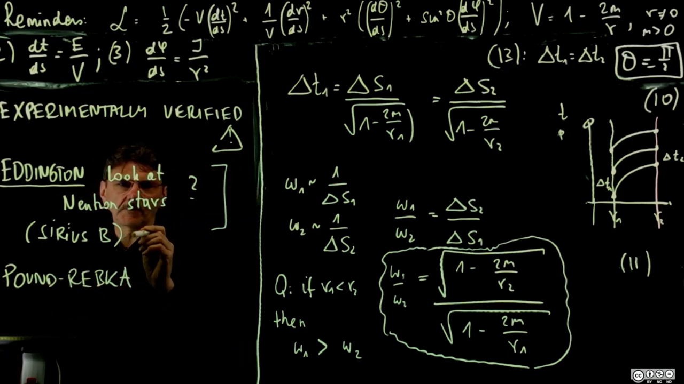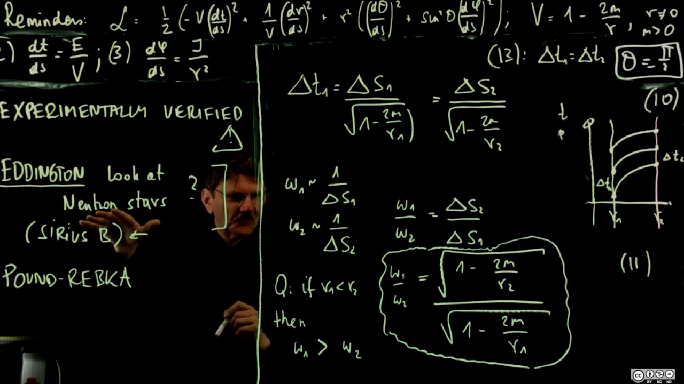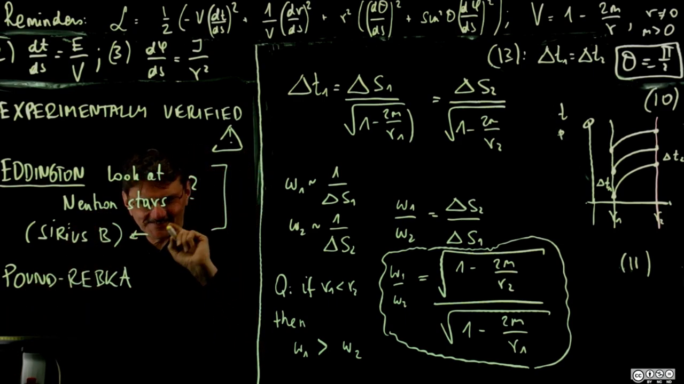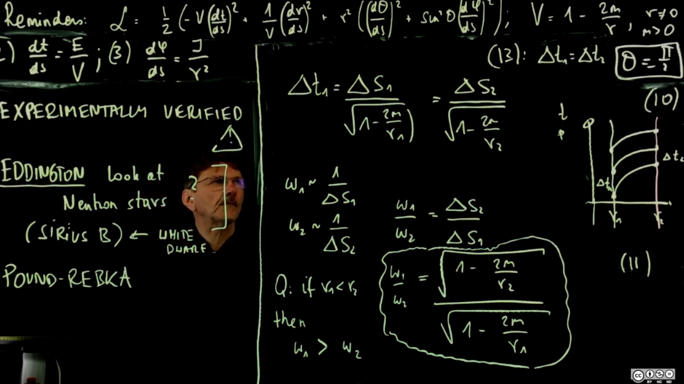Okay, good. I know of measurements of Sirius B. Thanks for correcting this. This would be a white dwarf, not a neutron star, but still a dense object, and dense enough so that you can get a measurable effect of it.